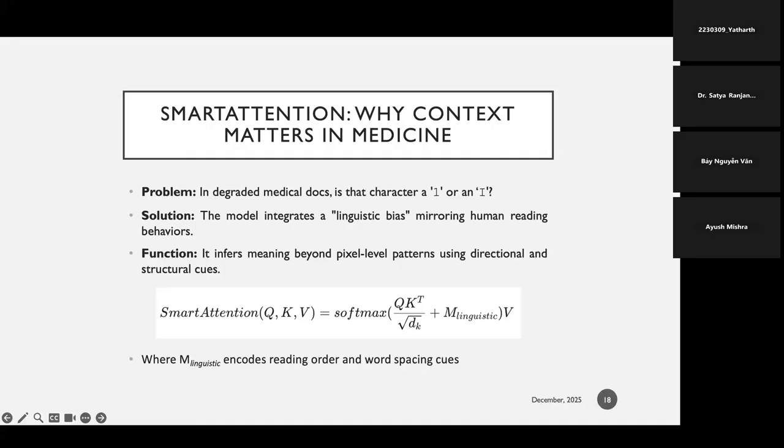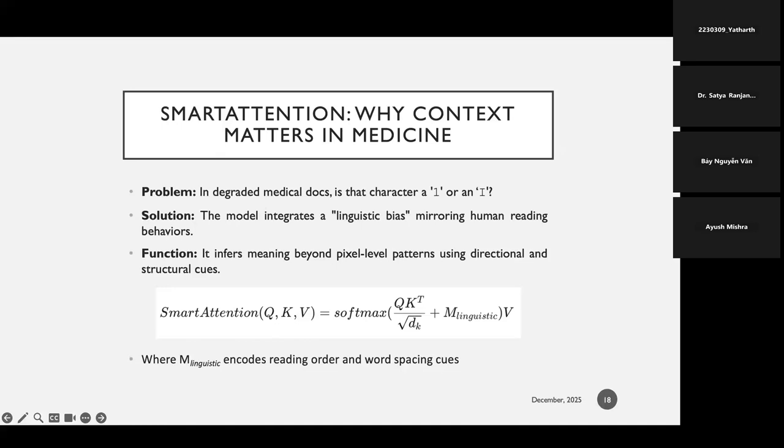This logic is beautifully captured in this equation. You can see here the smart attention with the Q, K, V, and the softmax, and especially the term where M linguistic encodes reading order and word spacing cues. Okay, so if we look at the formula, you see the standard attention mechanism. That's the visual part. But look at the added term. That's the M linguistic. Think of M linguistic as a guide or a cheat sheet embedded right into the math.